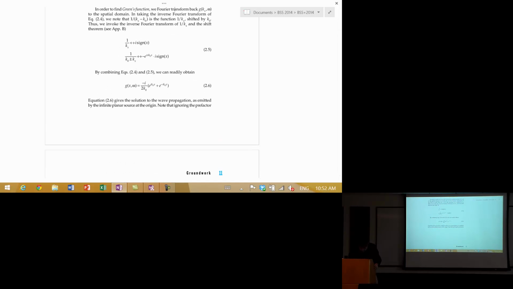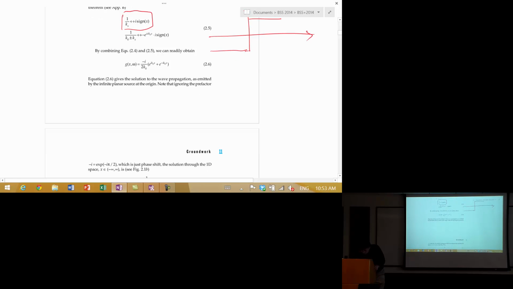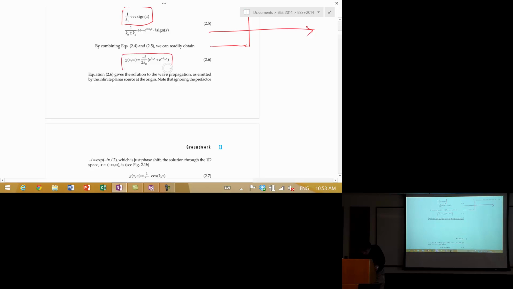And what is the Fourier transform for 1 over kx? It turns out that it's the signum of x. The signum function, right? So it's a plus 1 for positive x and minus 1 for negative x. That looks like this. So altogether, when you bring the solution from kx to the x domain, you get these two exponents.